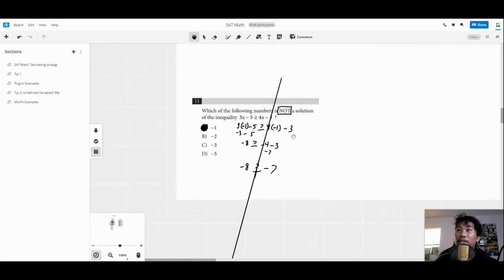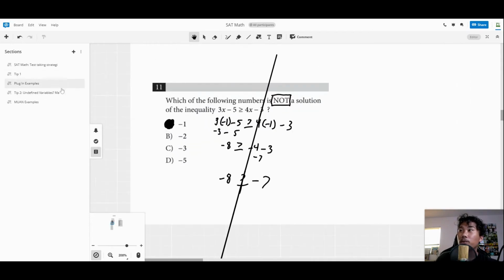All right, so that's it for tip 1. But why don't we go ahead and move on to tip number 2.